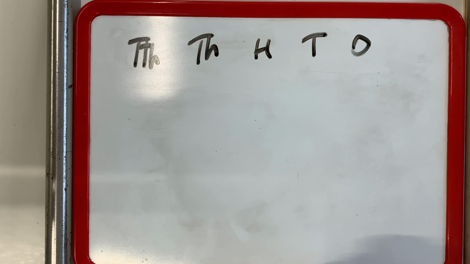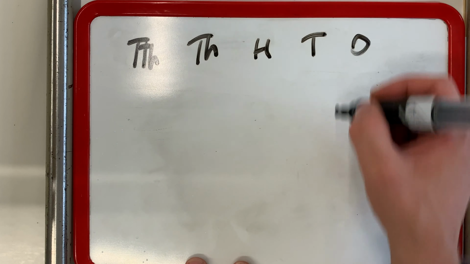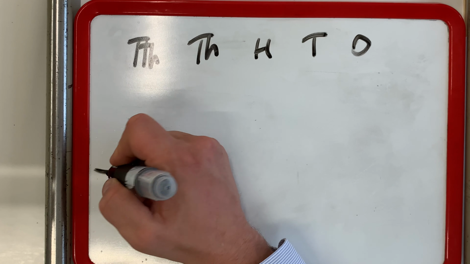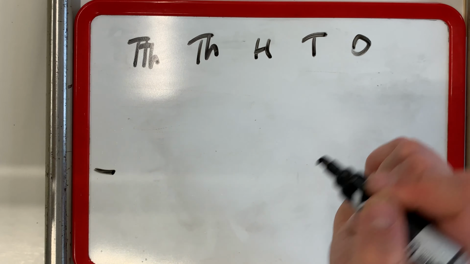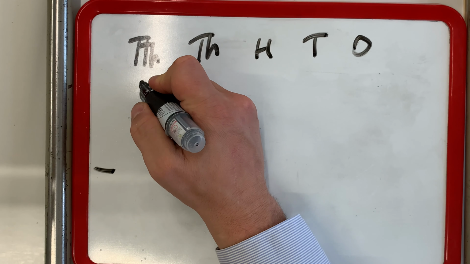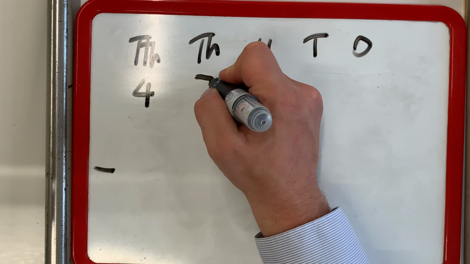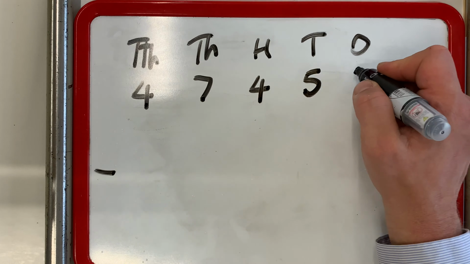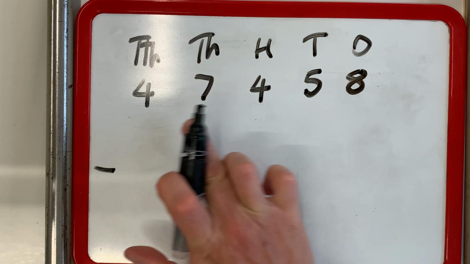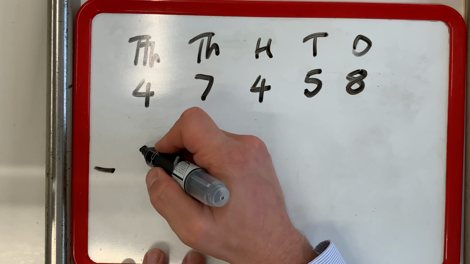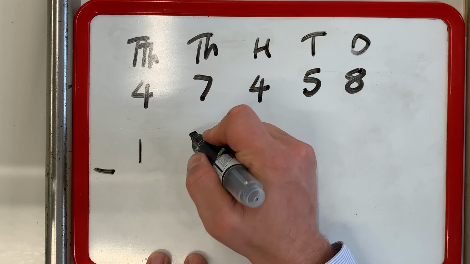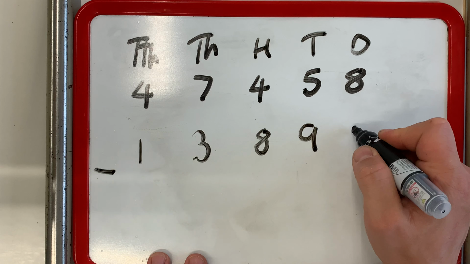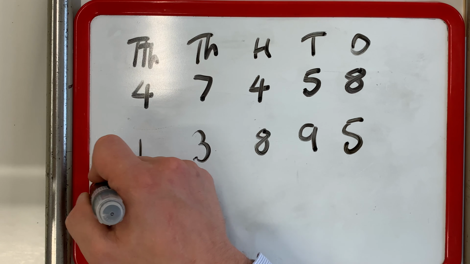If you want to, you can make that into a frame where you even draw your columns down using a ruler. So you always put the largest number at the top. So the number we're going to start with is 47,458. And from that number, we're going to take away 13,895. We'll draw a line there.